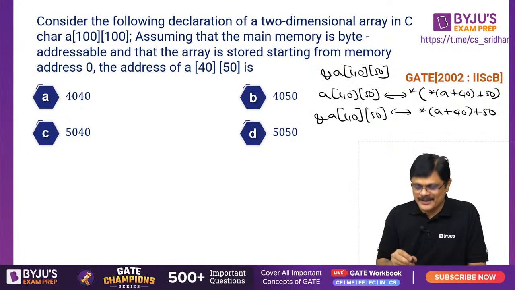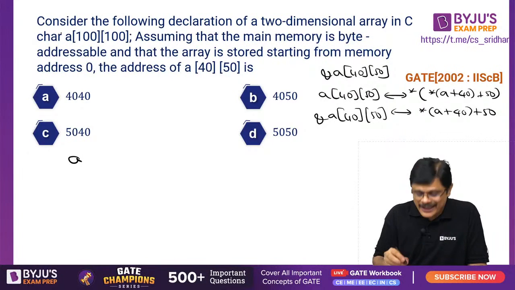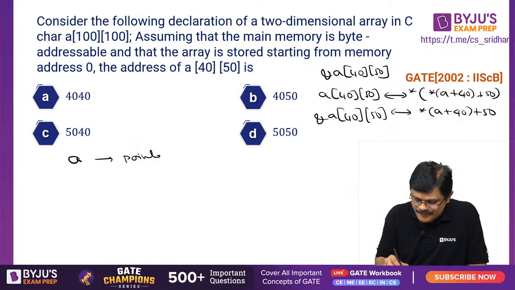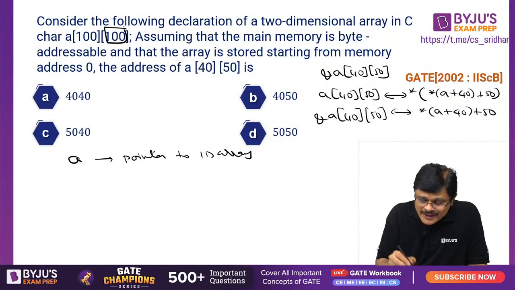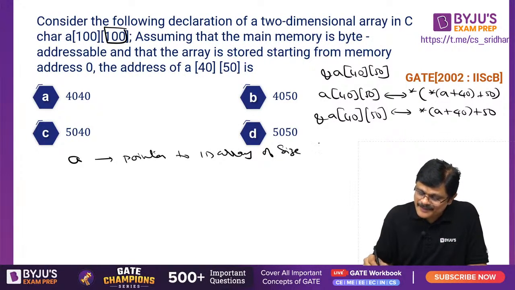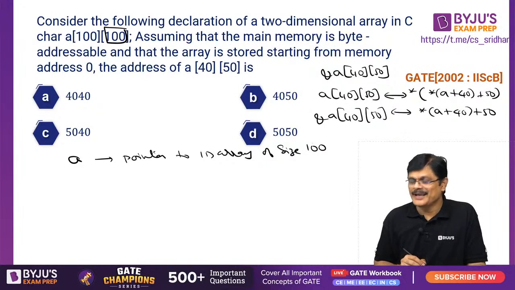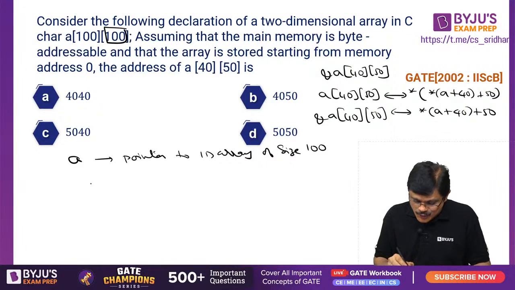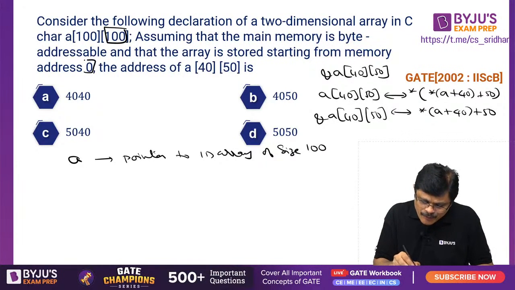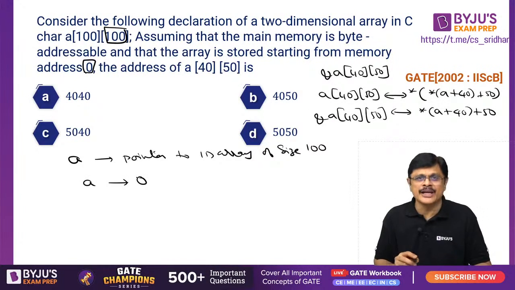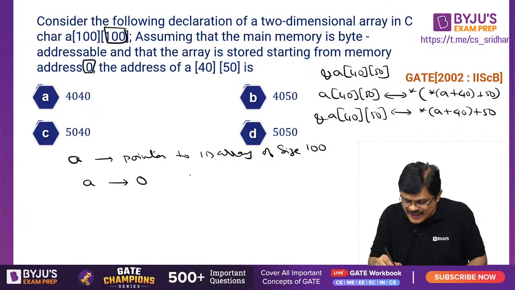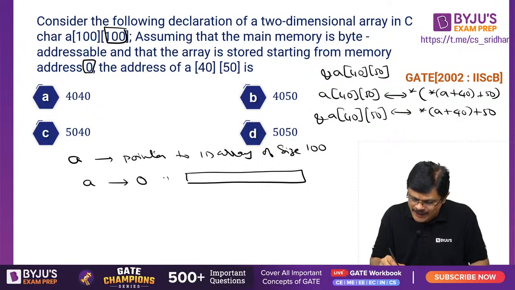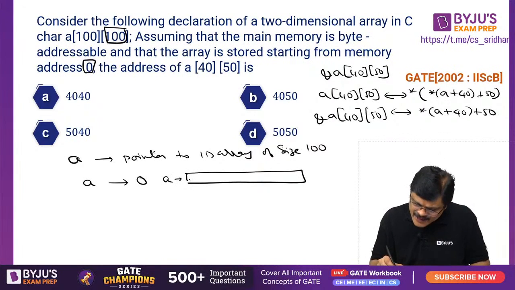Great. See, sir, here A is what? It is a pointer to a 1D array, where the 1D array is of size 100. A's base address is given as 0. So A is 0 actually, but it is pointing not just to 0, sir. It is pointing to these 100 elements. The base address of this is 0.